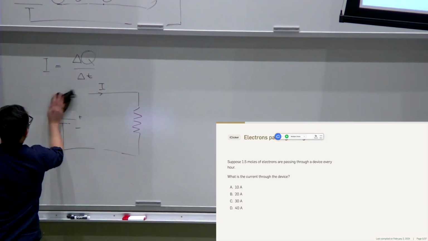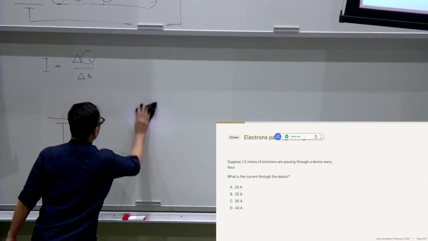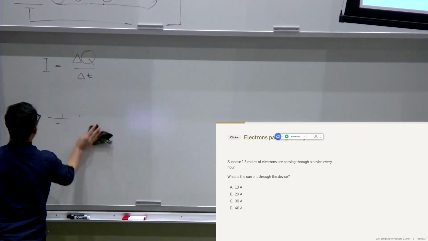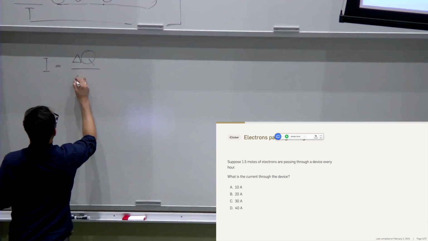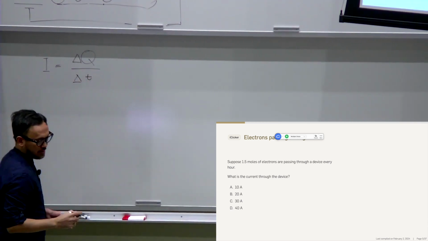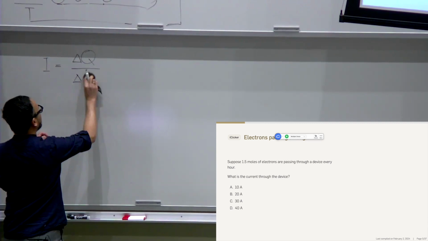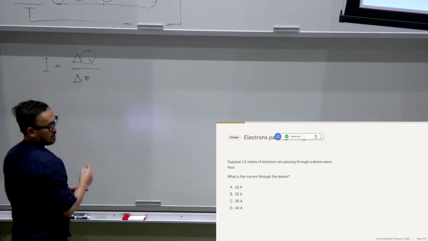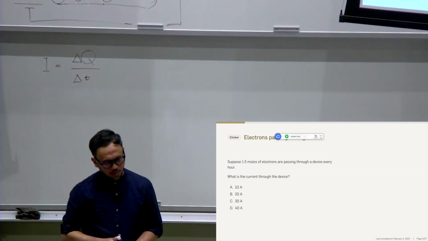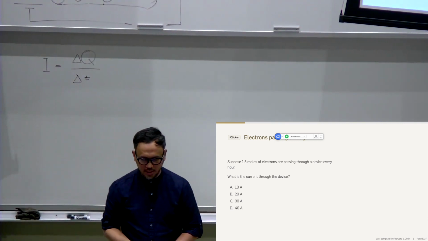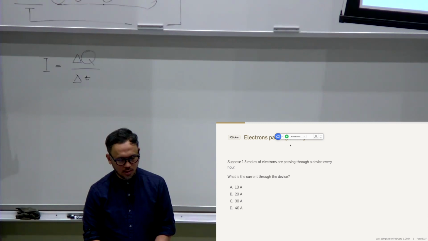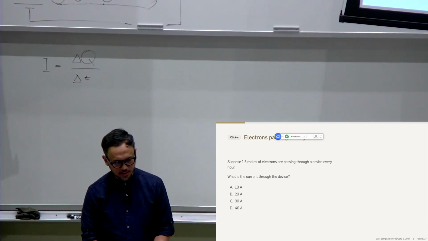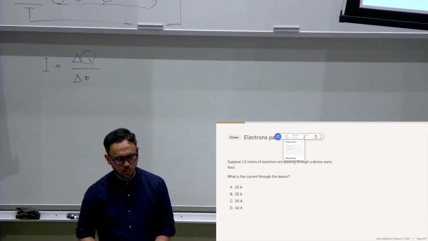Okay, so let's put numbers. On Monday, you need to be comfortable with putting numbers. The equation is still delta Q divided by delta t, but this is more about the units. So the question is, suppose 1.5 moles of electrons are passing through a device every hour, not every second. What is the current through the device? Okay, and you can work with your neighbor.